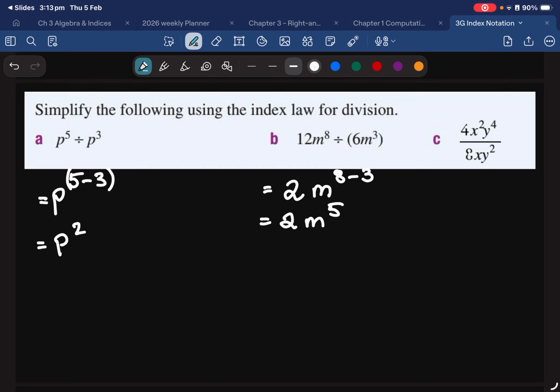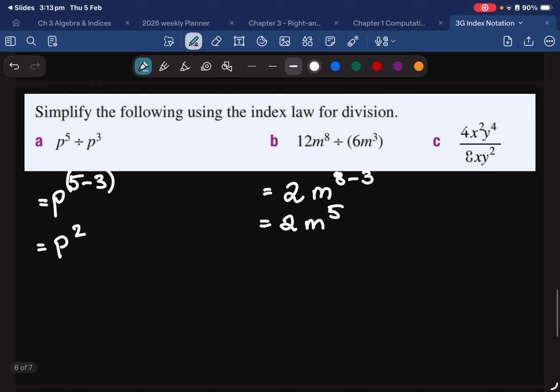We've got 4 and 8, so that means that we're going to have a 2 on the bottom, because there's 2 4s in 8. There's only 1 4 in 4. We got 2 x's on top, take away the 1 on the bottom, leaves me with just an x. And we got y to the power of 4, take away 2 of them, leaves us with y to the power of 2.